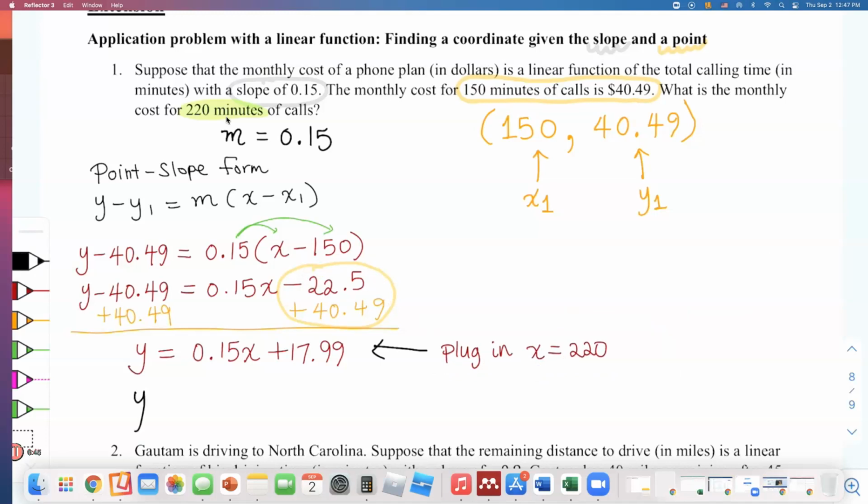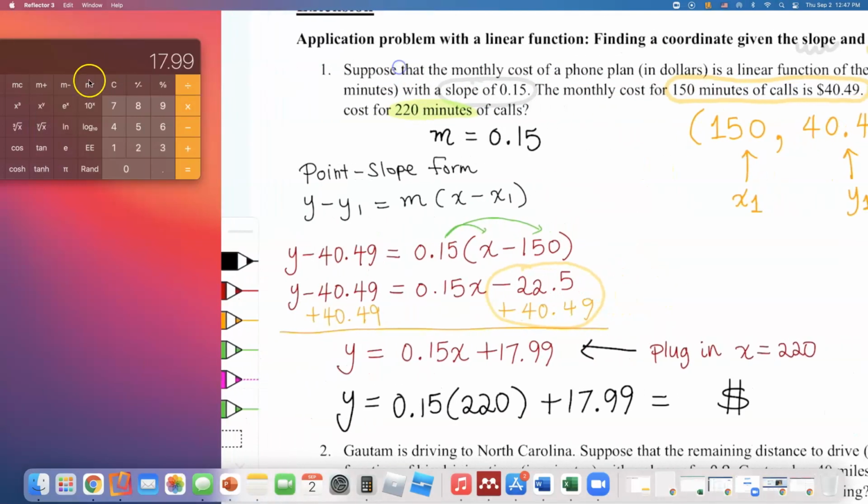We'll get y equals 0.15 times 220 minutes, and we have to pay $17.99 for keeping our service. So how much is that gonna be? I'll go ahead and multiply over here. I will do 0.15 times 220, and then I will add, so the usage only is going to be $33, but I have to add $17.99. So the phone bill will be $50.99.